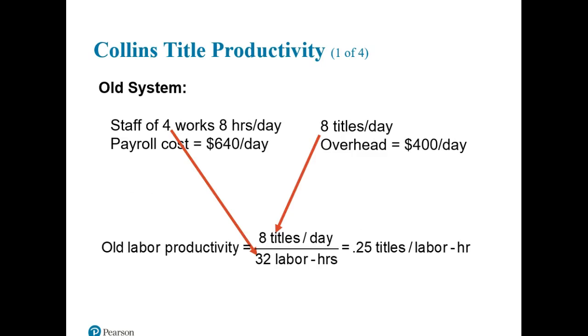Now we'll go through an example, from the text. Collins Title Insurance wants to evaluate its labor and multi-factor productivity with a new computerized title search system. The company has a staff of 4, each working 8 hours per day, for a payroll cost of $640 per day and overhead expense of $400 per day. Collins processes and closes on 8 titles each day. The new computerized title search system will allow the processing of 14 titles per day. Although the staff, their work hours, and pay are the same, the overhead expenses are now $800 per day.